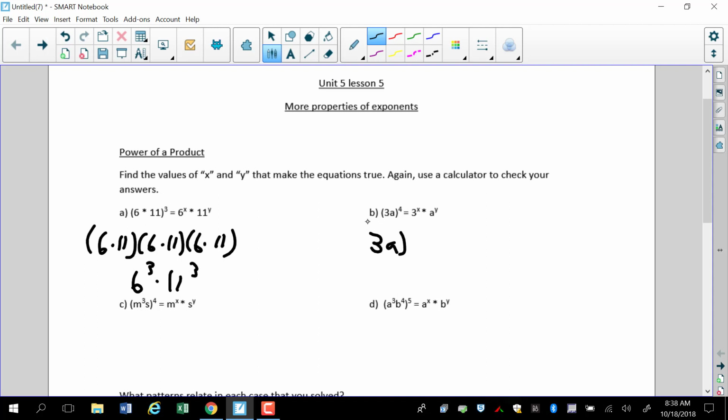All right, 3a, we have 4 of them because that's what the fourth power means, which means we have 3 to the fourth power and a to the fourth power. You can leave this 3 to the fourth power this way. You don't have to do 3 times 3 times 3 times 3 and get 81. You can just leave it 3 to the fourth, a to the fourth. That's what this notation means.